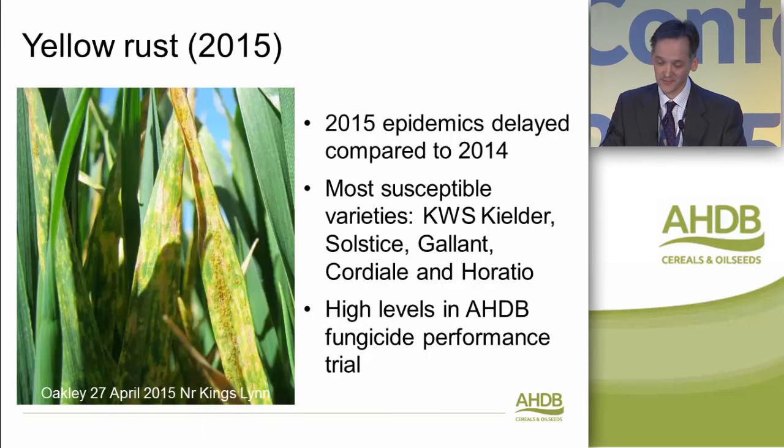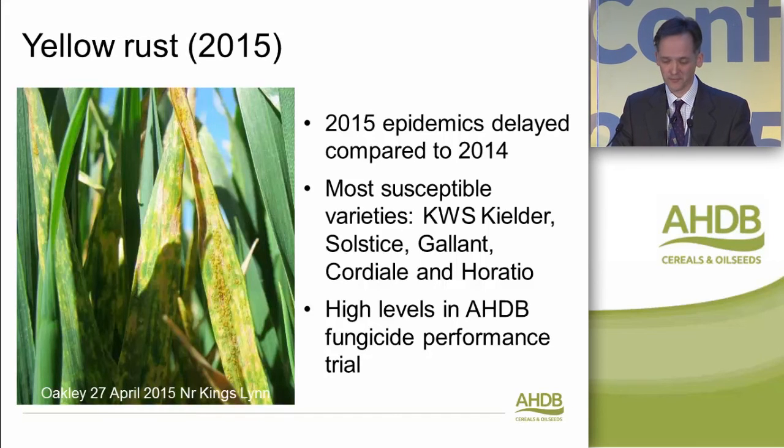On yellow rust, we have data from 2015 as well. Quite a season 2015 for yellow rust, and quite a delayed epidemic compared to the previous season where we had a very mild open spring. Still quite a few varieties out there that are quite susceptible: Keeler, Solstice, Gallant, Cordial, to name a few, and to a lesser extent Horatio as well.